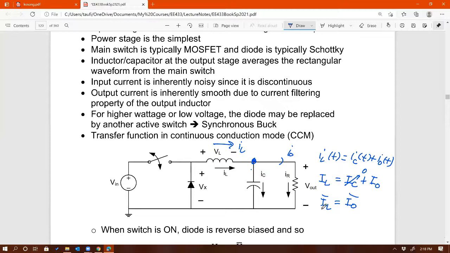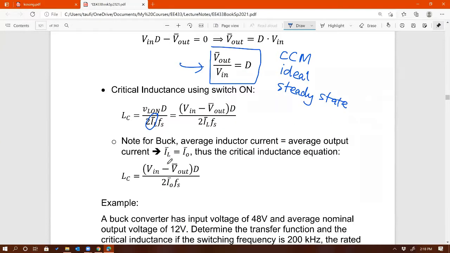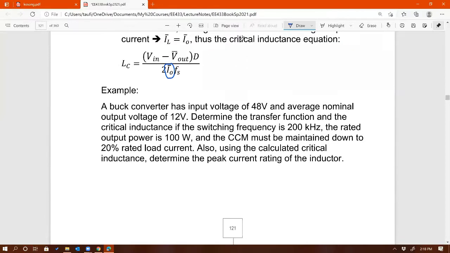And that's going to be different if you have a different topology, right? That IL value. So here, I replace IL with I out, right? As you can see from here, I replace IL with I out. So now you know the reason, okay? So that's the equation to find critical inductance for buck converter.